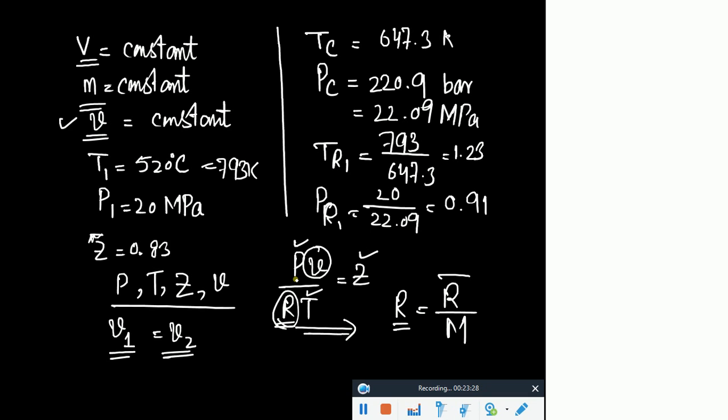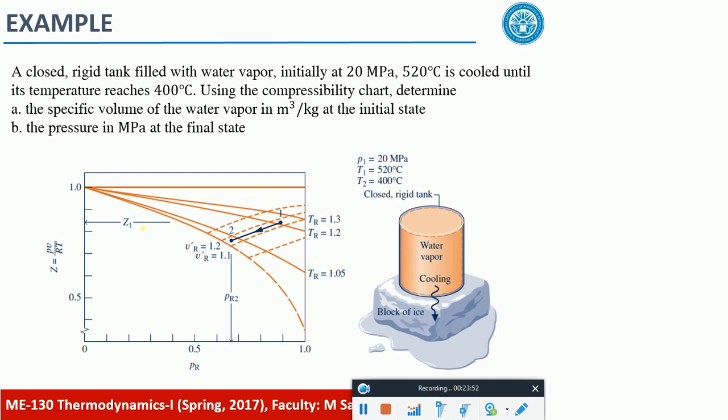But in this method, you already know that this water will remain in the gaseous state even at 400 degrees. However, if it is not water, we don't know whether at 400 degrees centigrade it will be vapor or liquid. Use these tables once you are sure that you are going to talk about the gaseous state. Okay. So V1 equals V2. So what is the next thing which we need to find out? The pressure in megapascal at the final state.